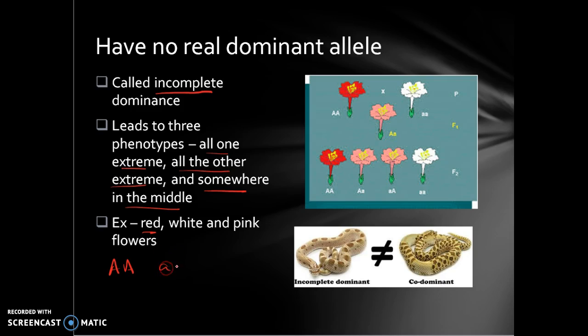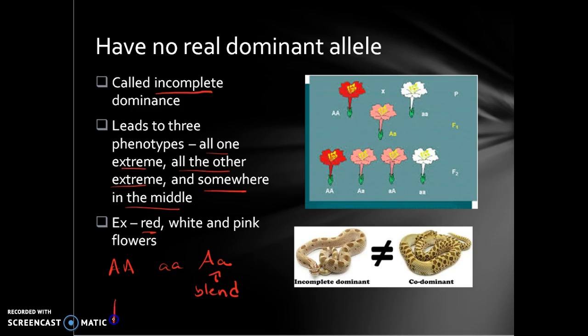You have white flowers when they're homozygous for the other allele. And then when they're heterozygous, you get pink flowers. So the heterozygote is actually a blend or a mixture of the two other phenotypes. So again, this is just going to be a difference in how we interpret the heterozygote trait. We're going to do our Punnett squares exactly the same way.